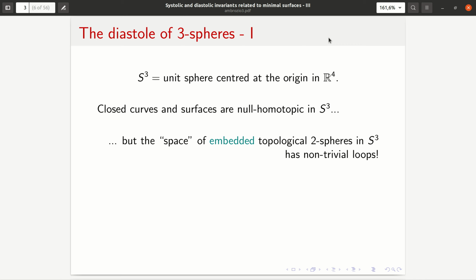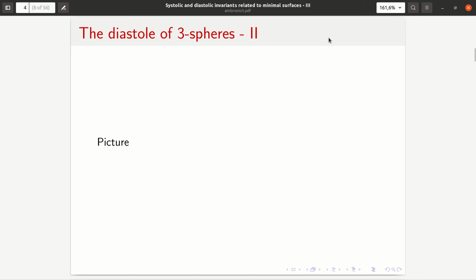In order to convince you of that, let me discuss this family of two spheres, which you obtain by intersecting S3 with horizontal hyperplanes in R4. There should be a picture here, a picture that I would draw during the recording of the video. However, it did not quite work, so I will ask you to use your imagination.